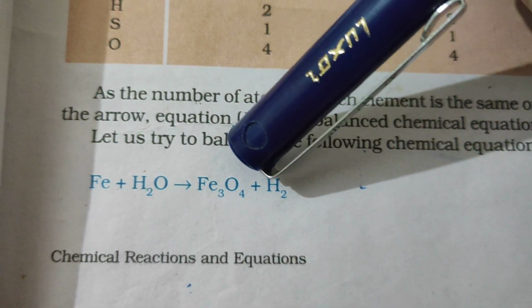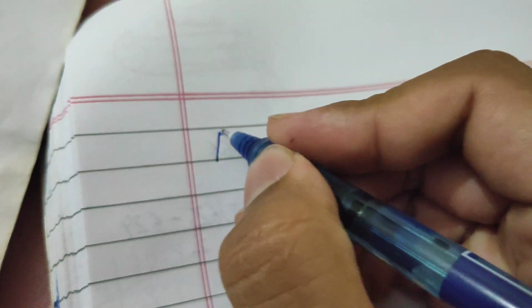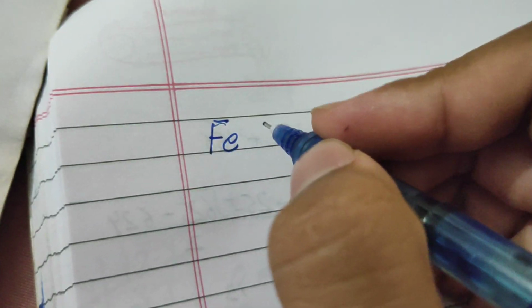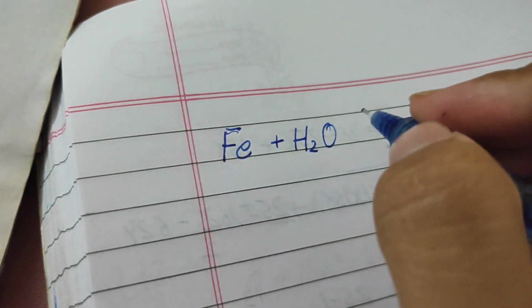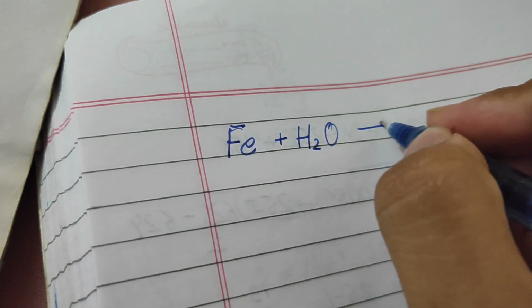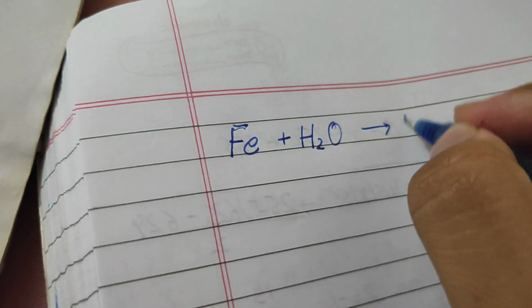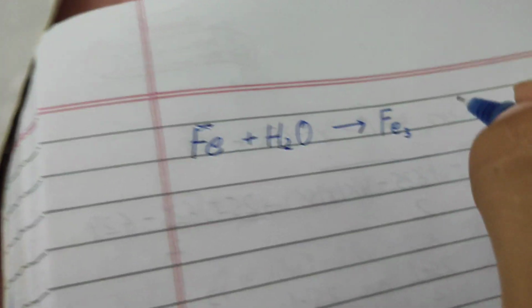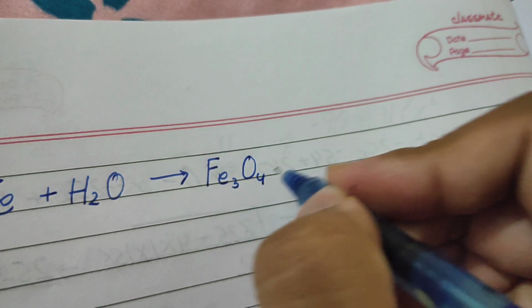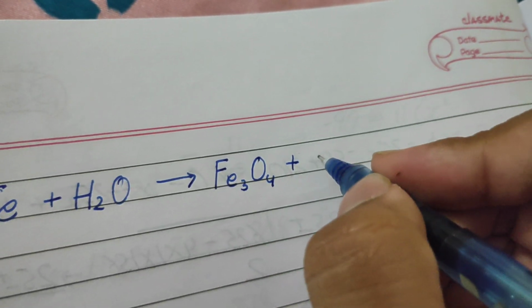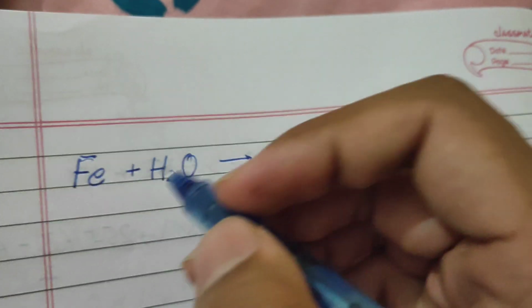Now we will learn how to balance a chemical equation. Let us go to our page here and write our equation. It was Fe plus H2O, and what does it form? It forms Fe3O4, together, plus H2. So this is our equation. Now we will learn how to balance it.